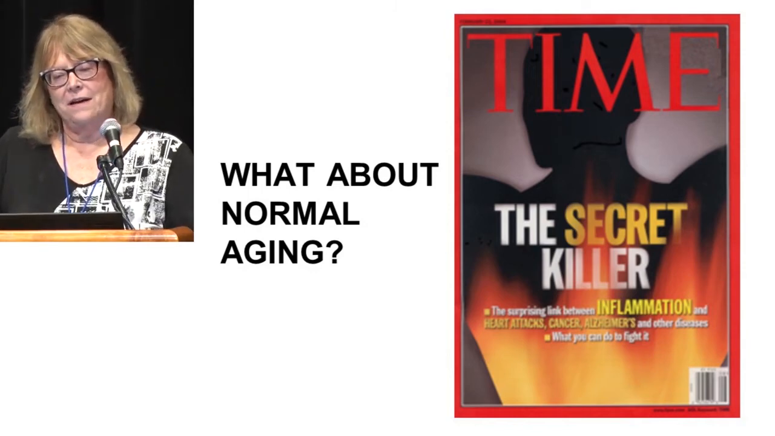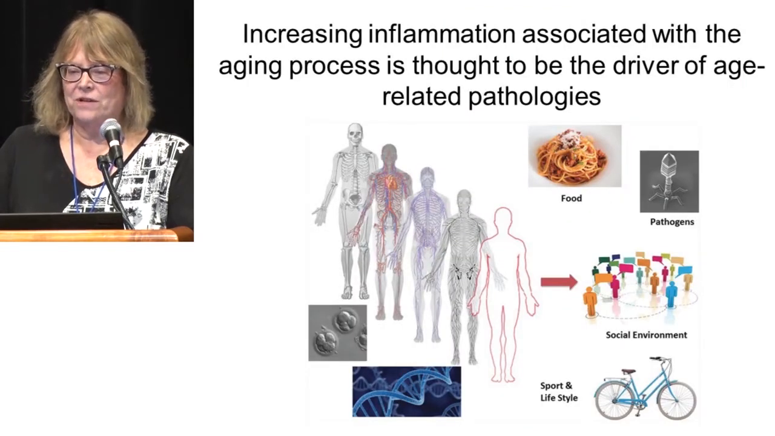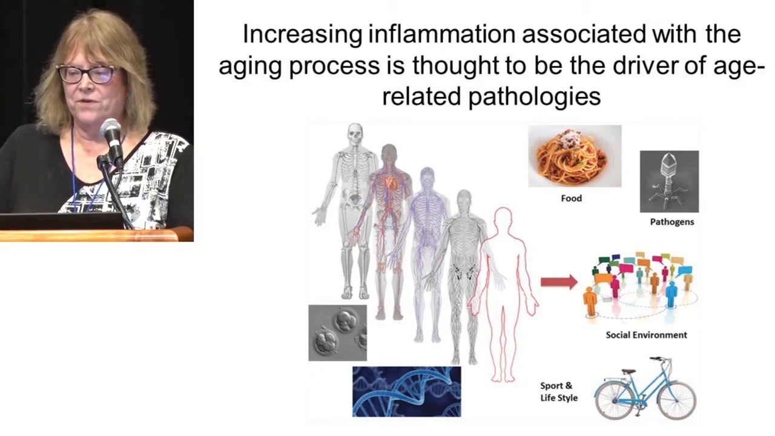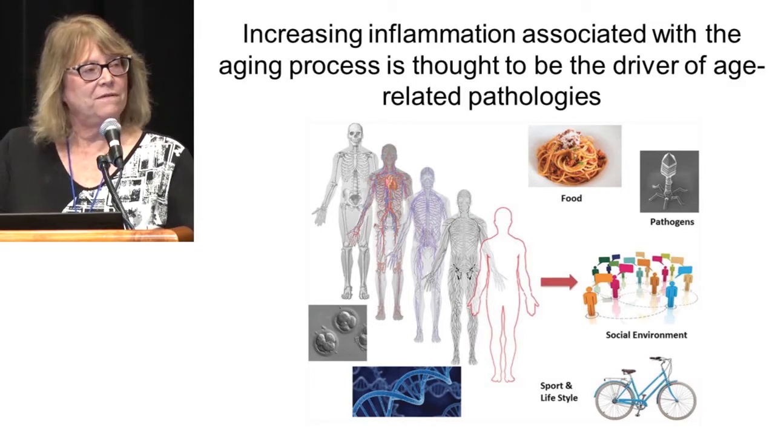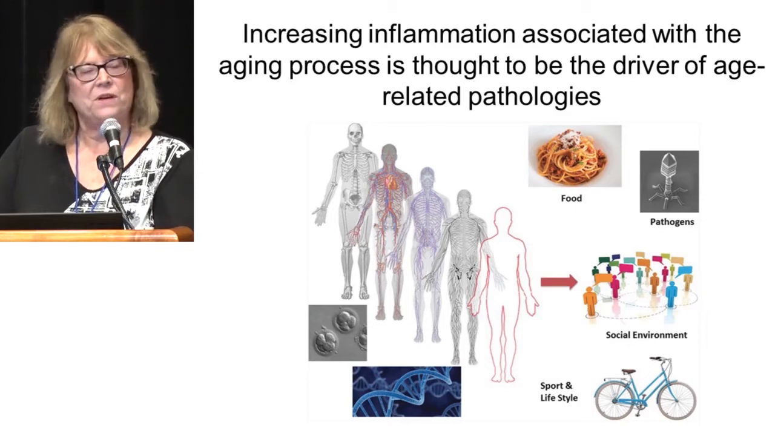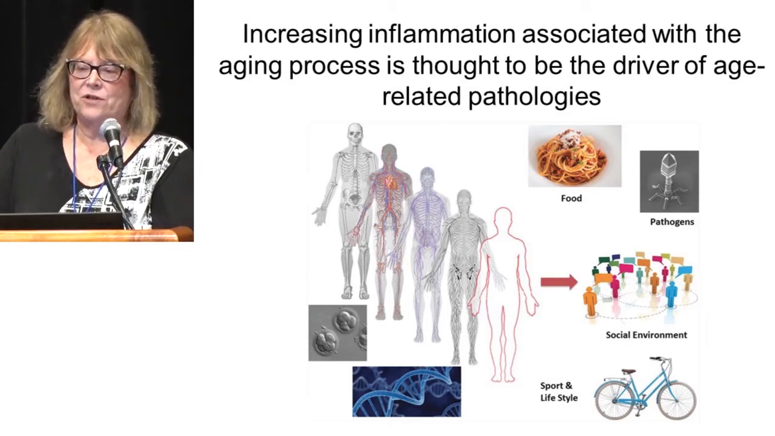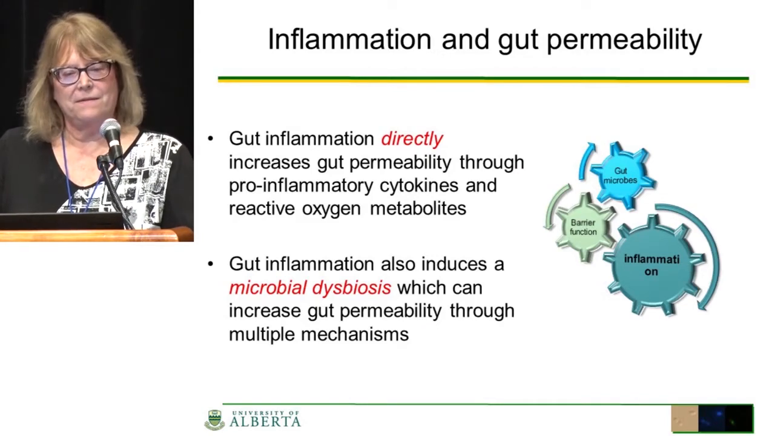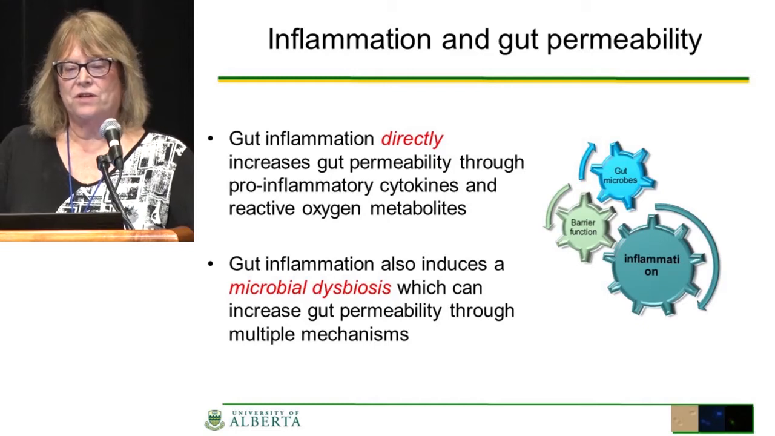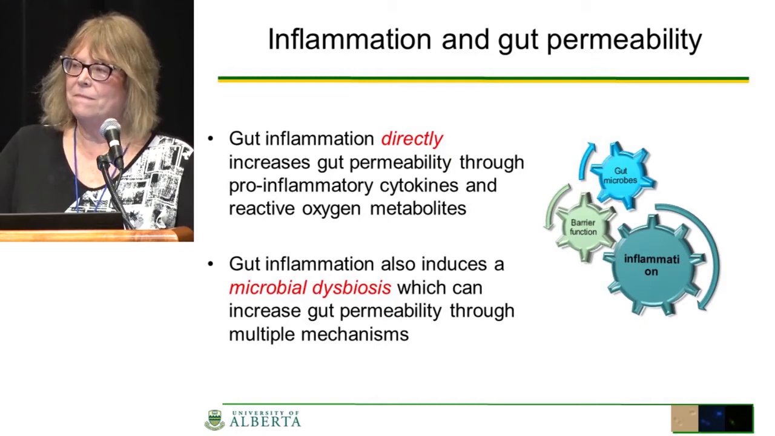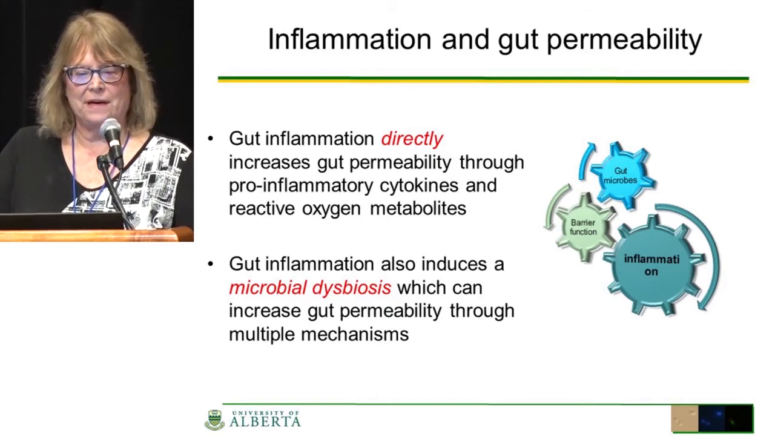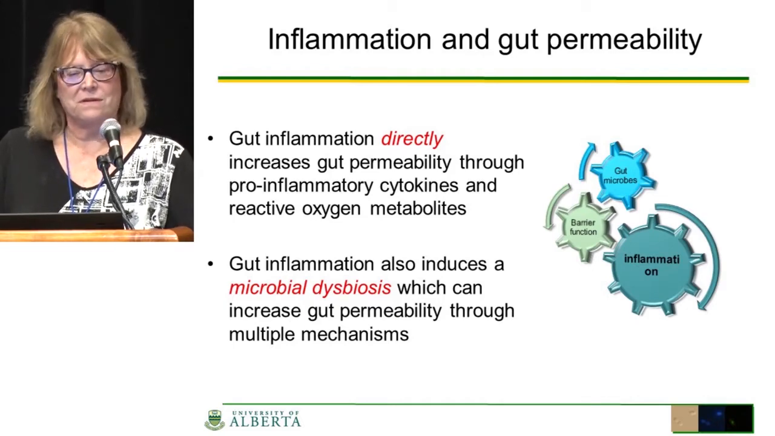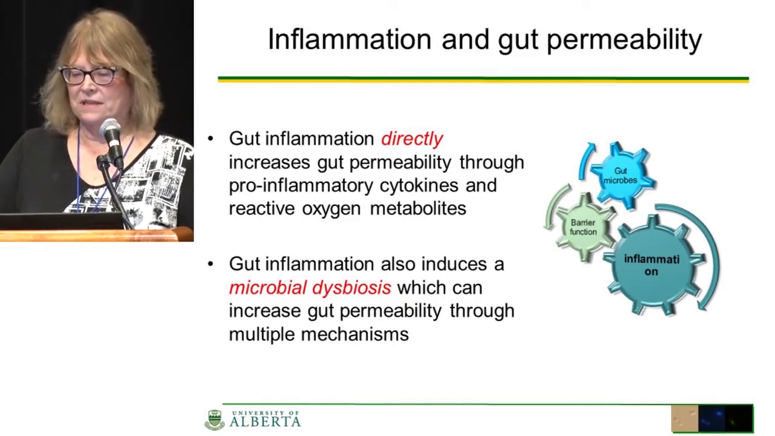It is thought that increasing inflammation is a driver of age-related pathologies. Obviously, the food you eat, pathogen exposure, social environment, and your lifestyle all contribute, but it comes down to inflammation. And inflammation and gut permeability are linked. Gut inflammation directly increases gut permeability through cytokines and reactive oxygen metabolites. Gut inflammation also induces microbial dysbiosis, and this can then increase gut permeability.